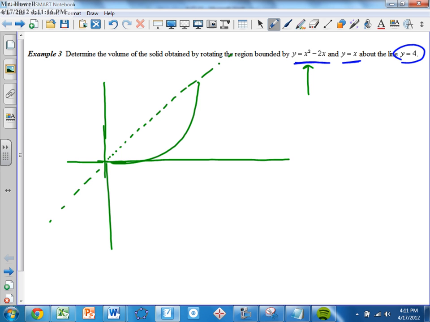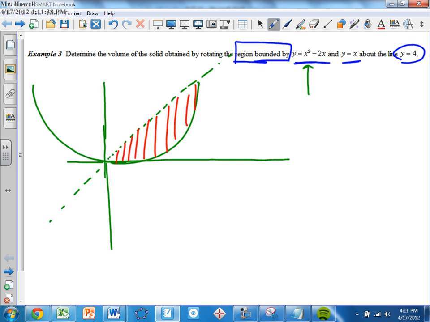So here's my two curves. And I want to know if I take the region bounded by, what does that mean, the region? Area. Always put those two words in. So here, if I want to know the region bounded by these curves, this is the region bounded right here. Okay, that's our region right there.